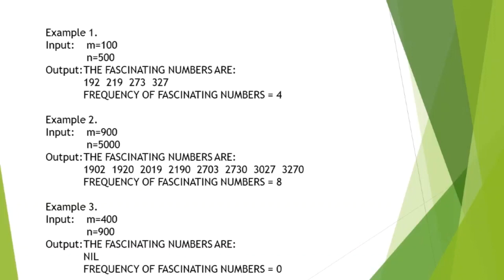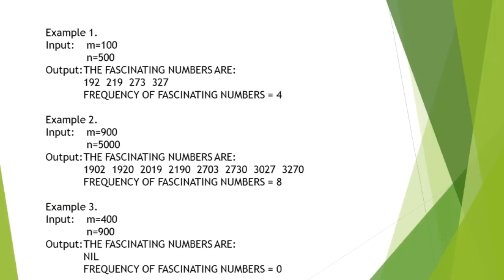First example given here is if I take input as 100 and 500, the fascinating numbers will be 192, 219, 273 and 327. The frequency of fascinating numbers is 4. This is how the output should look like. Example 2 is if the input is 900 and 5000, then there are 8 fascinating numbers. The numbers should be displayed and the frequency. Another example is given over here. If m is 400 and n equals 900, the fascinating numbers are nil and the frequency is 0.